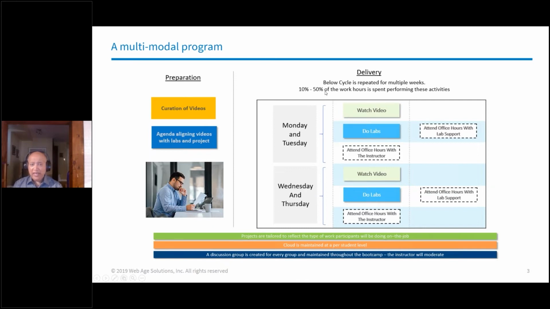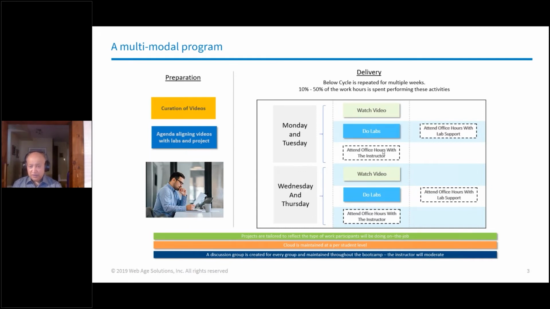Now, the amount of content that we can cover in a given week depends on how much time has been allocated by the organization for their employees. A typical 10% to 50% of the work hours are dedicated to this. In this program, 50% of the work hours were dedicated, and the attendees spend that time watching videos, doing labs, and then spending time with the instructor.